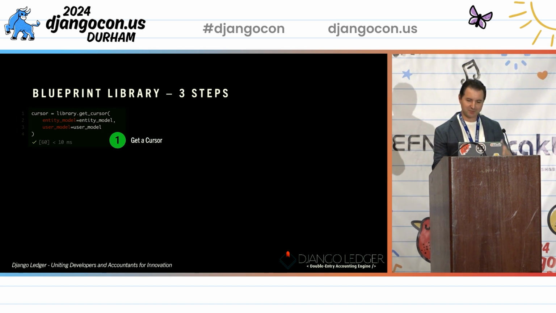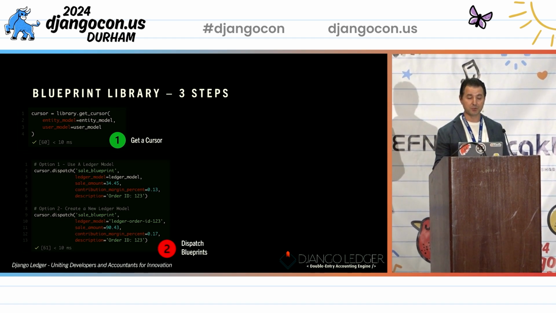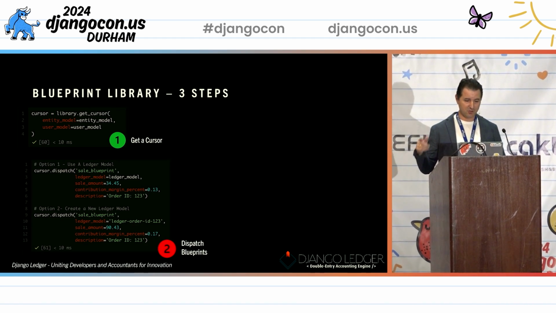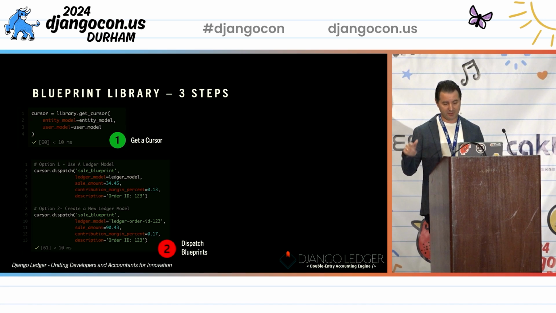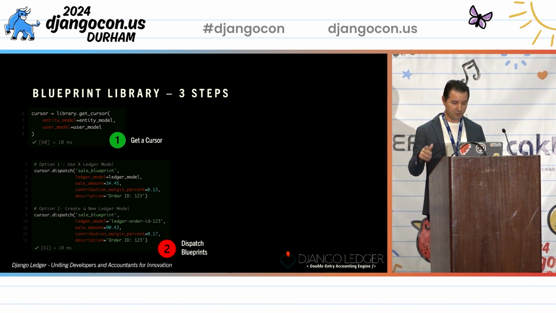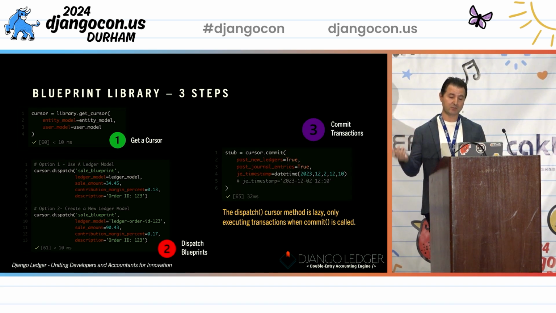Now, in 3 steps, real quick, because I'm short on time. Step number 1, you get a cursor. A cursor is based on the entity model and the user model. Step number 2, you dispatch. Basically, you dispatch the transactions, the blueprint that you just created, using the ledger model and the entity that you're operating on. And step number 3, you commit transactions.